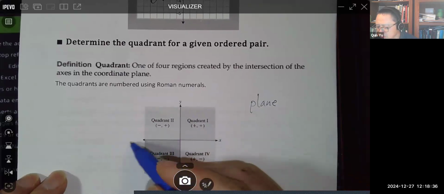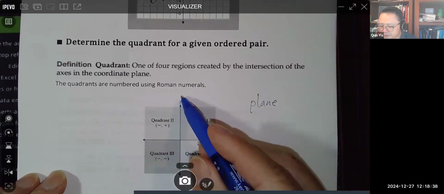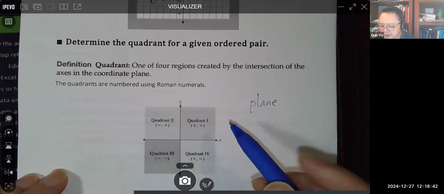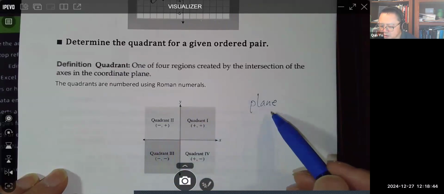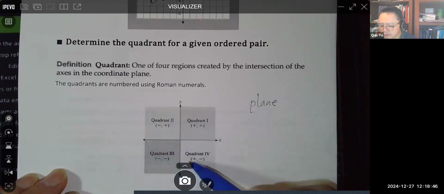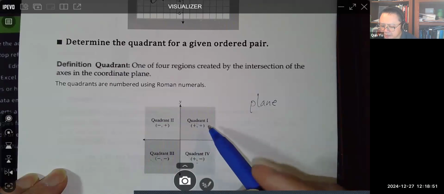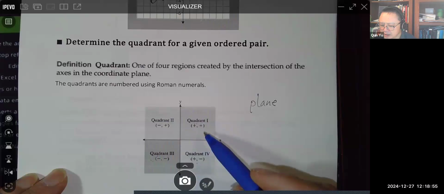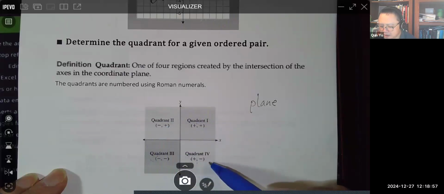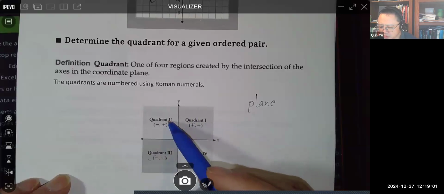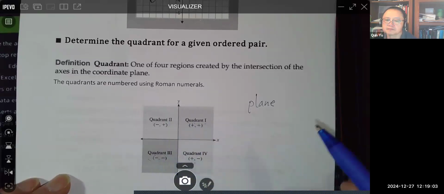Now, these two number lines, or two axes, separate the whole plane into 4 quadrants, 4 parts. Each part is called a quadrant. They are labeled with Roman numerals 1, 2, 3, 4 in the counterclockwise direction. So this is the first one, quadrant number 1, quadrant number 2, number 3, number 4.